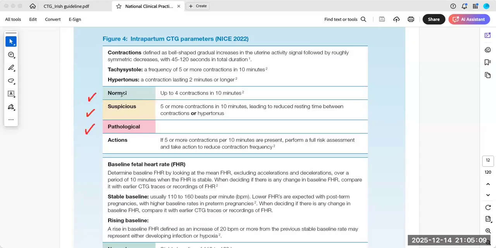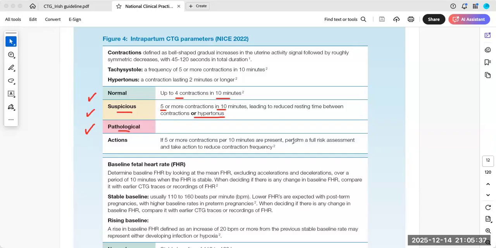So what is a normal contraction? This is up to 4 in 10 minutes. What is a suspicious contraction? This is if it is 5 or more in 10 minutes, leading to reduced resting time between the contractions, or hypertonus. What is the pathological? They didn't mention. Okay, so what is the action if you find that there are 5 contractions or more?